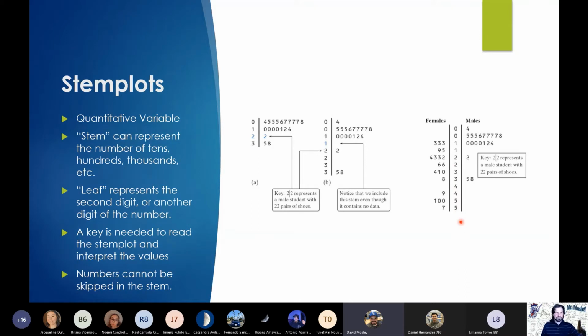Are there any questions about the stem plots? No? Okay. Does anyone need a moment to write anything down from this slide? Please raise your hand. Okie dokie.